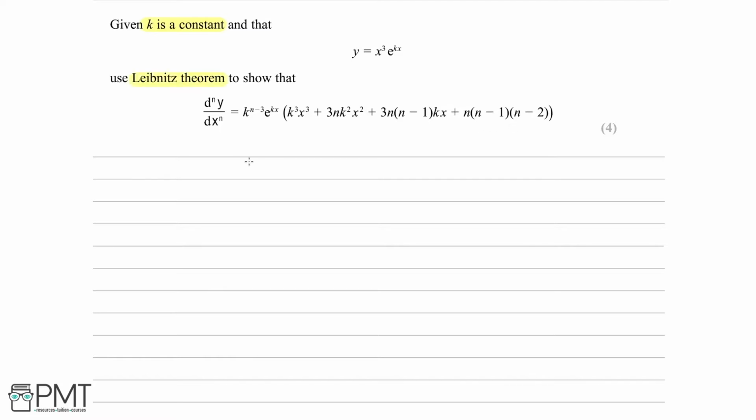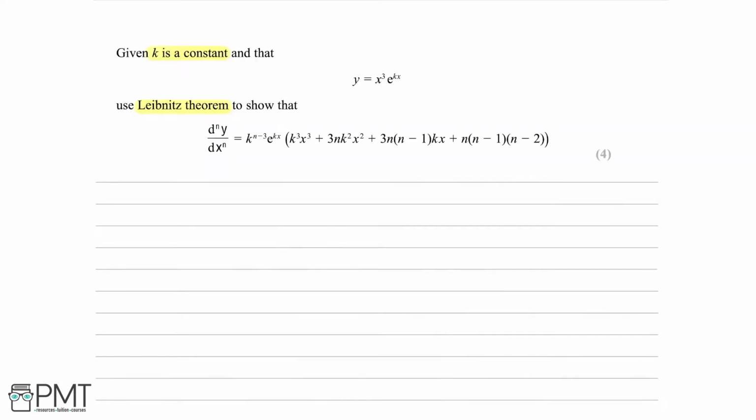Well, Leibniz's theorem is very similar to the product rule in the sense that it allows us to use binomial coefficients in order to find out the nth derivative of the product uv. So in formal terms, the nth derivative of uv is equal to the sum between r is equal to 0 to n of n choose r times by the rth derivative of u times by the n minus rth derivative of v.